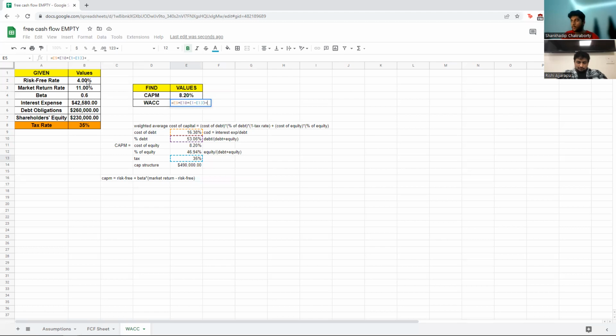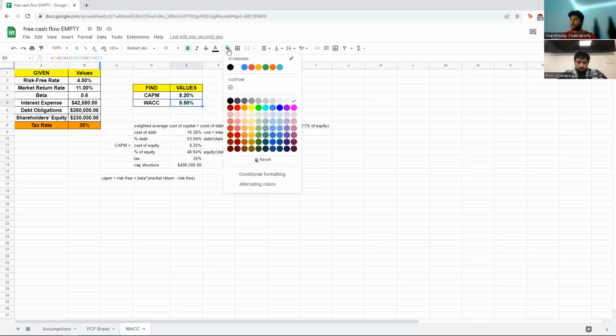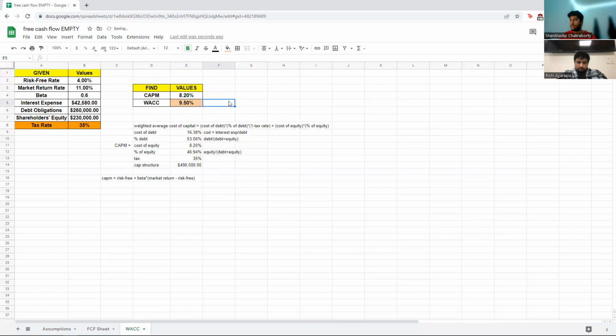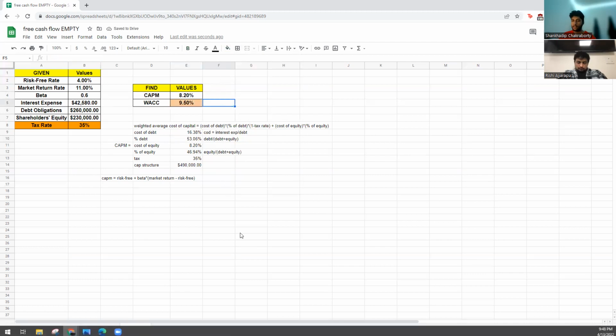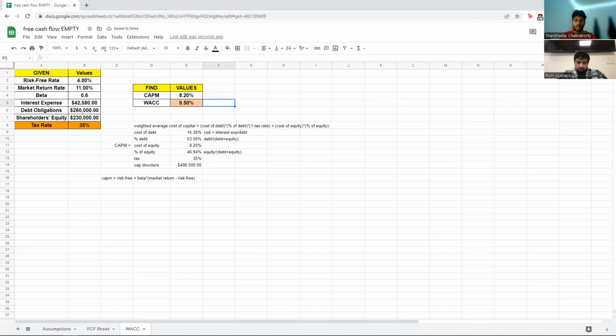Plus, now we have the equity part. Now this is cost of equity times percent equity. So all in all, our WACC, this very important number that we're going to need later on, is 9.5%. This means that your investors are expecting a 9.5% return from this project or from this company, or really from this buy versus build scenario.